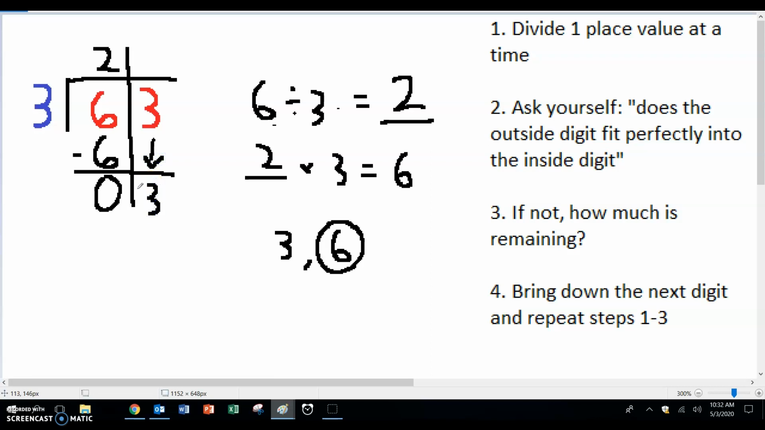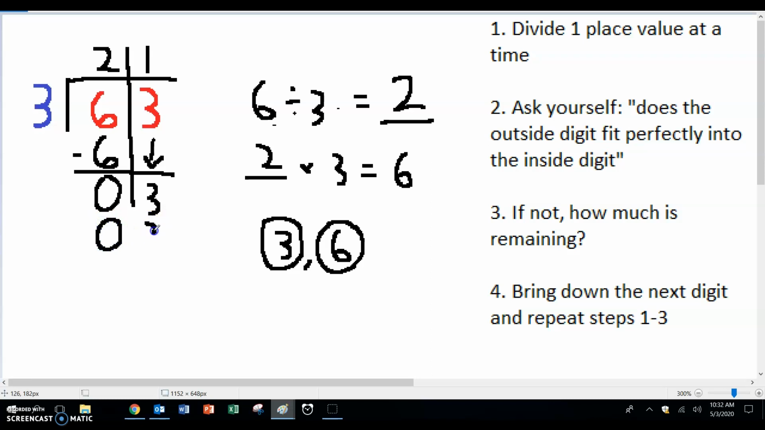We are left with 3 divided by 3. Read the number on the bottom exactly as it is. It is 3 divided by 3. Does 3 fit perfectly into 3? In other words, if we skip count by 3, can we reach 3? If we look right here, we've already found that out. Yes, we can. One group of 3 equals 3. In other words, 3 divided by 3 equals 1, which means we do not have anything left over.